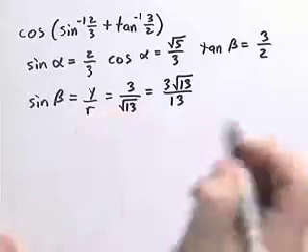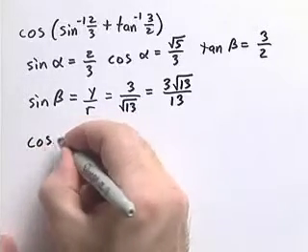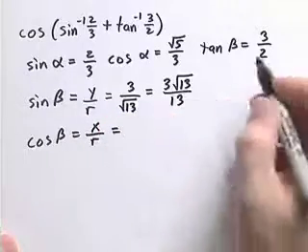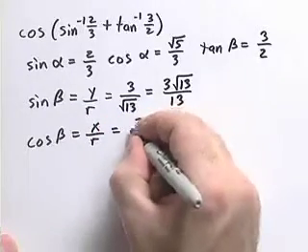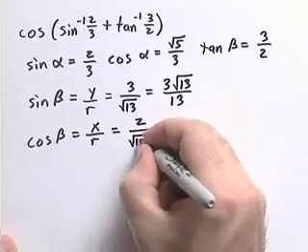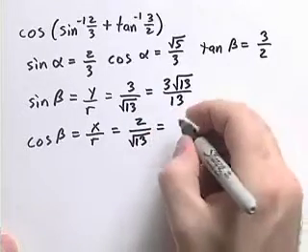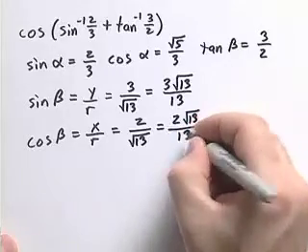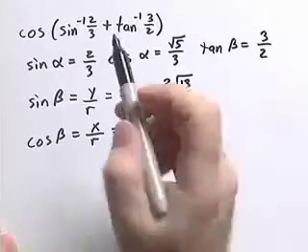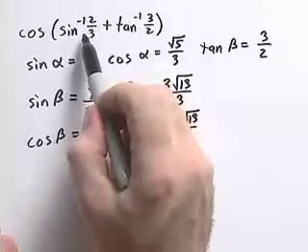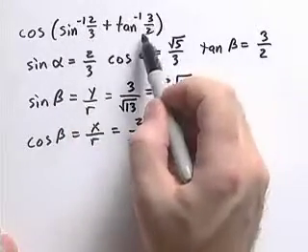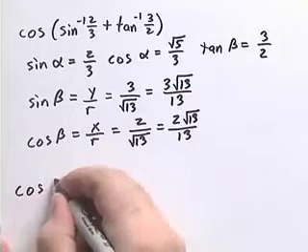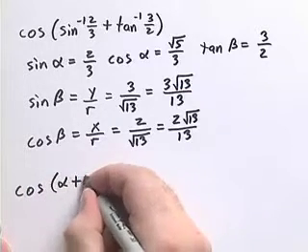We'll also need the cosine of beta. Cosine of beta is equal to x over r. X is 2, and we had r was the square root of 13. So cosine of beta is equal to 2 times the square root of 13 divided by 13. Now remember that we defined the sine inverse of 2/3 to be alpha, and tangent inverse of 3/2 was beta. So what we're really looking for is the cosine of alpha plus beta.